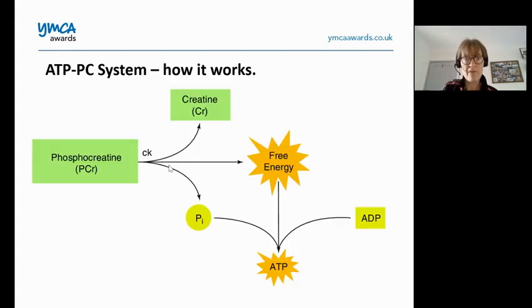So here's another image of how it works. On the left, you've got your phosphocreatine being broken down by creatine kinase to create creatine, energy, and phosphate. And that phosphate and energy allows the recoupling of ADP back into ATP.